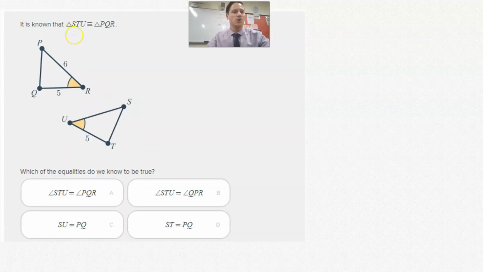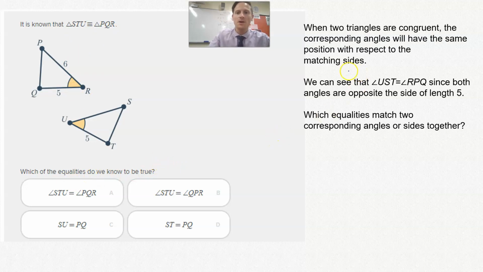So next question, it is known that STU is congruent to triangle PQR. And which equalities do we know to be true? So when they're congruent, the corresponding sides, angles, will have the same position in respect to the matching sides. So we can see that angle UST, so UST is that angle right there, okay, is equal to angle RPQ.